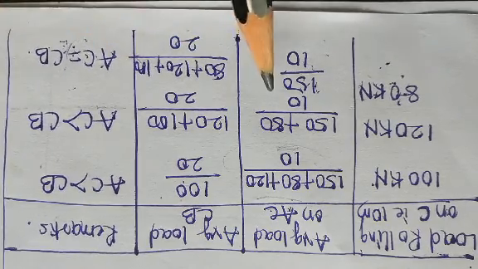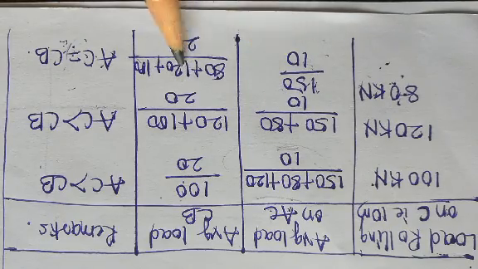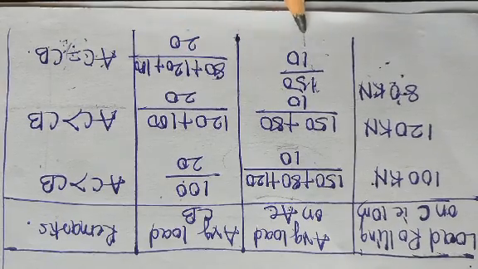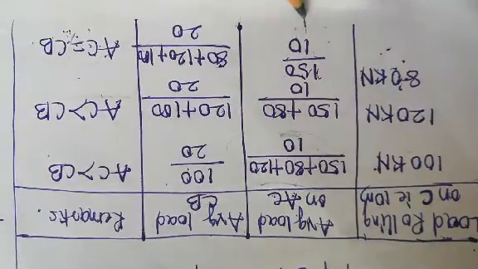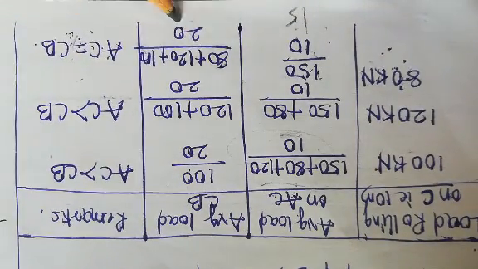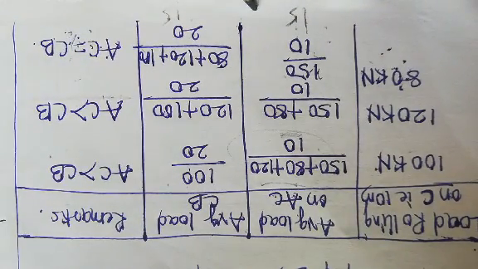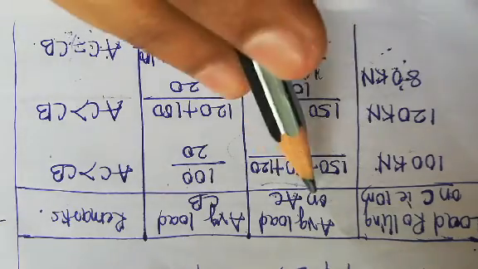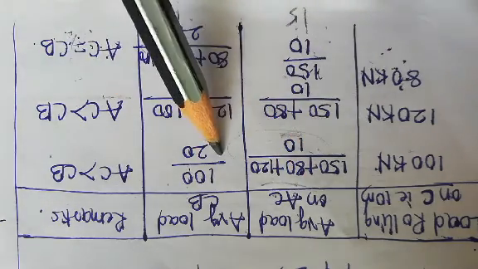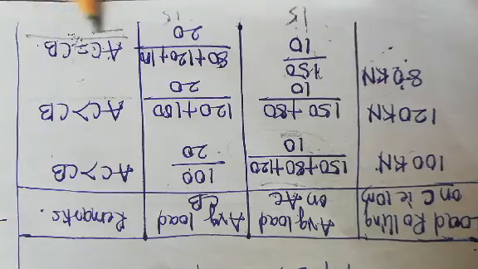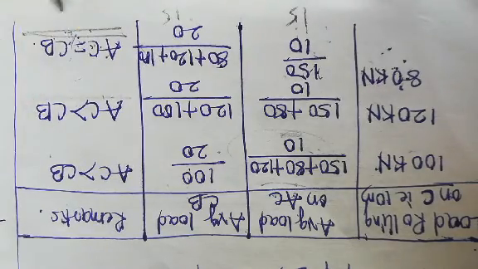At that point you can see the averages of both: here you will get 15, and here you will also get 15. So the average loads on the AC section as well as the CB section are equalized. So you have to stop doing this trial at this point.